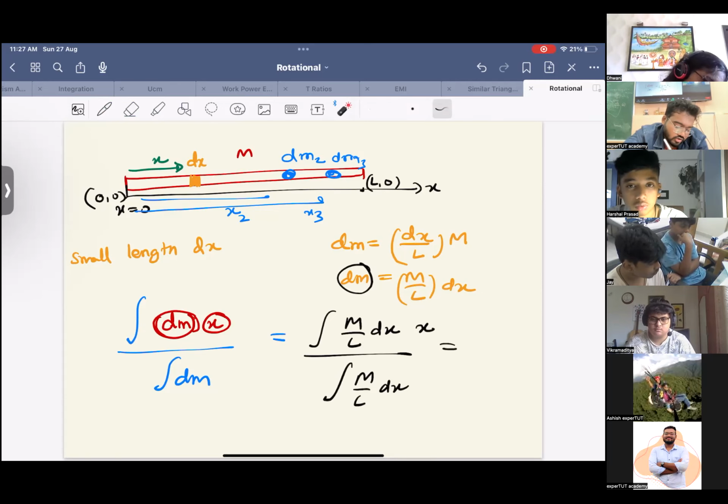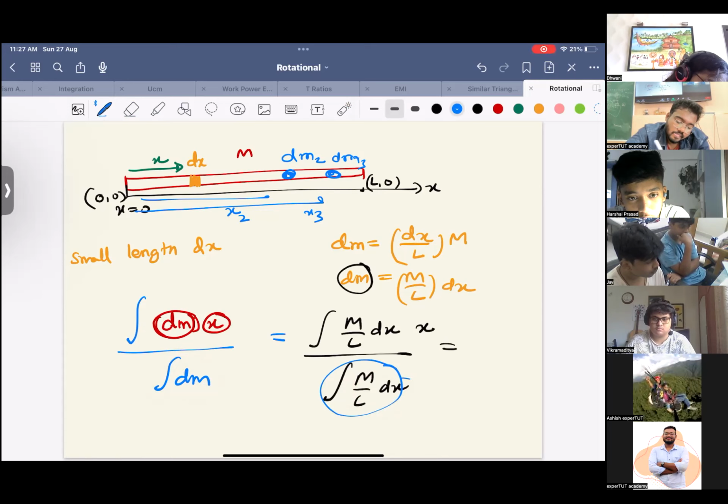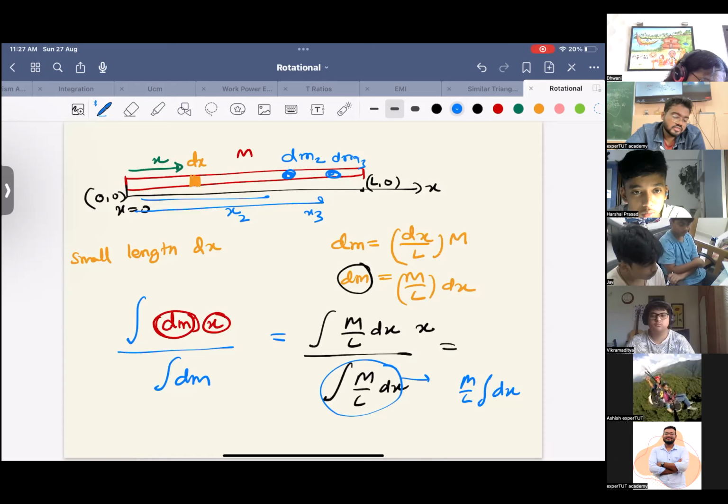If you write integral dm like this, the lower one, as m by l dx, you can understand that m by l is constant, right? It will come out of the denominator. What is the integration of dx? dx is a small length, so the sum of all small lengths is the total length, which is l. So integral dx will be l, and you will get m.